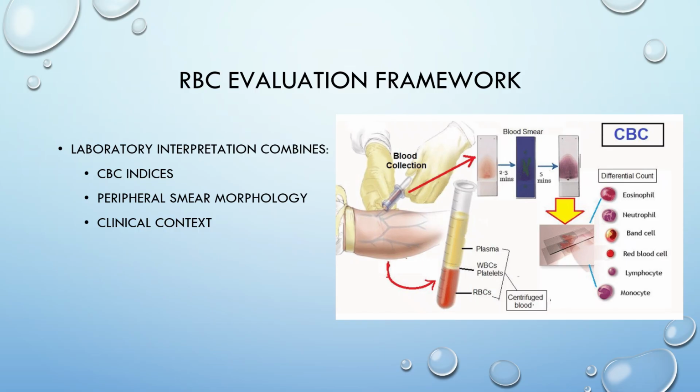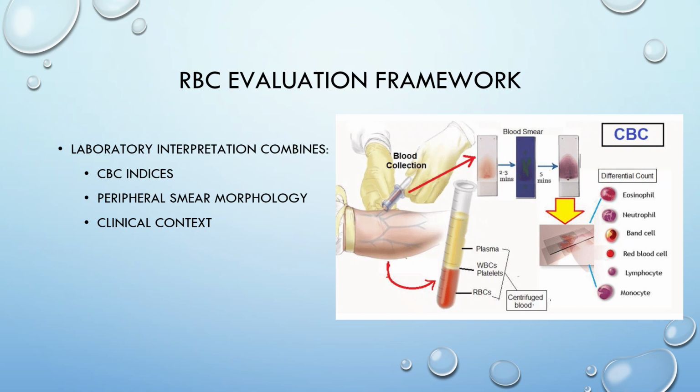First, we look at the CBC indices. These include measurements like MCV, MCH, and MCHC, which give us objective data about red blood cell size and hemoglobin content. These values provide the first clue about what type of anemia or abnormality we might be dealing with.